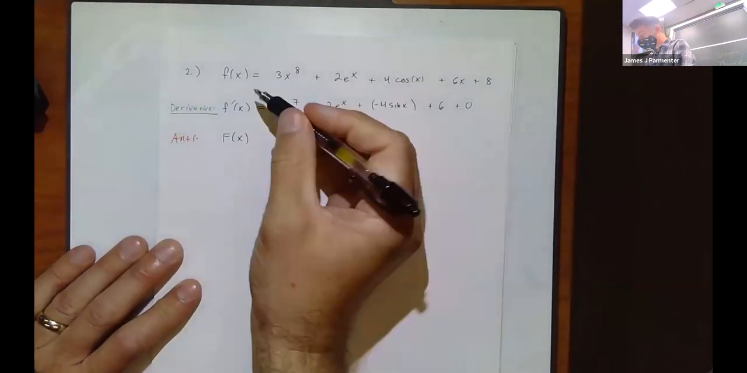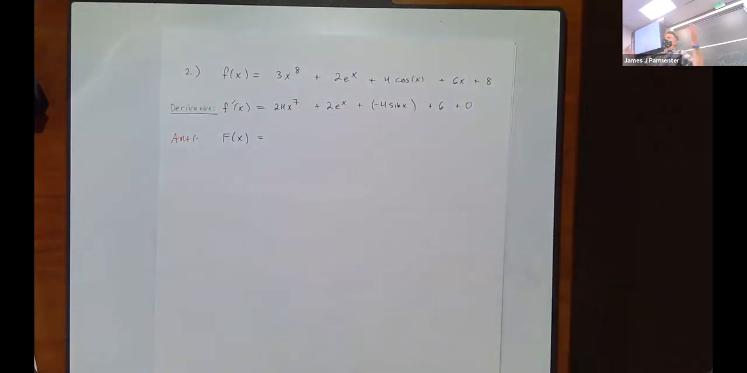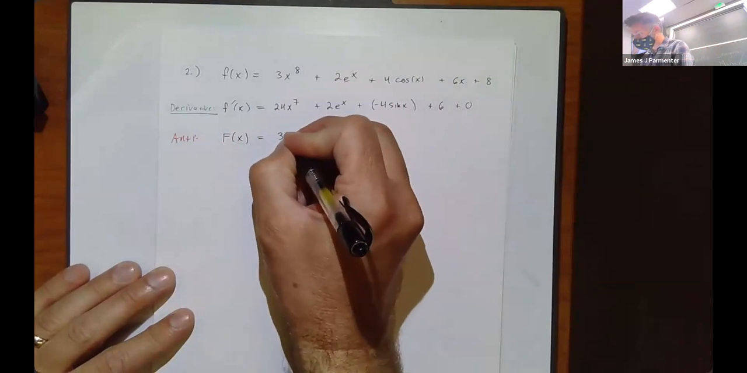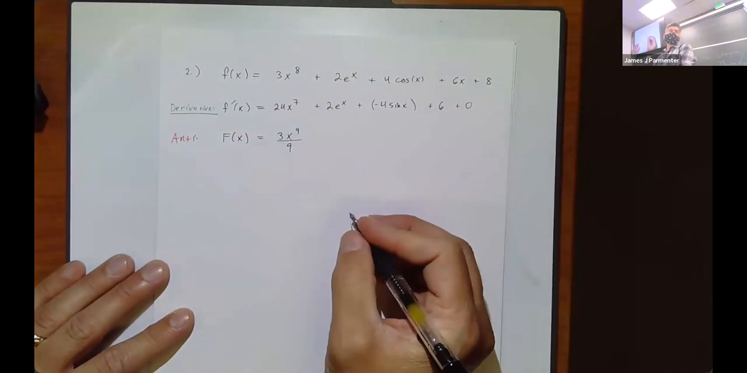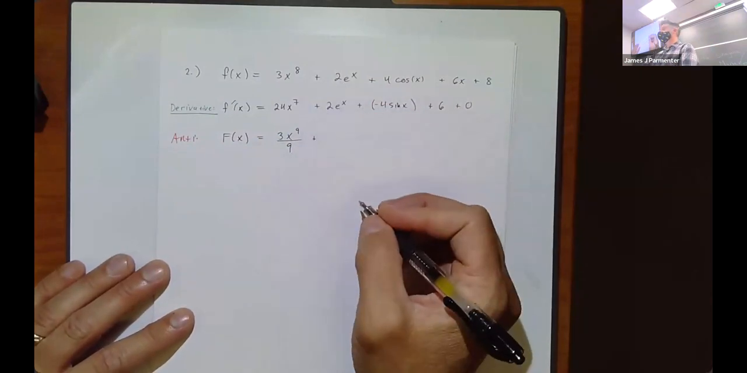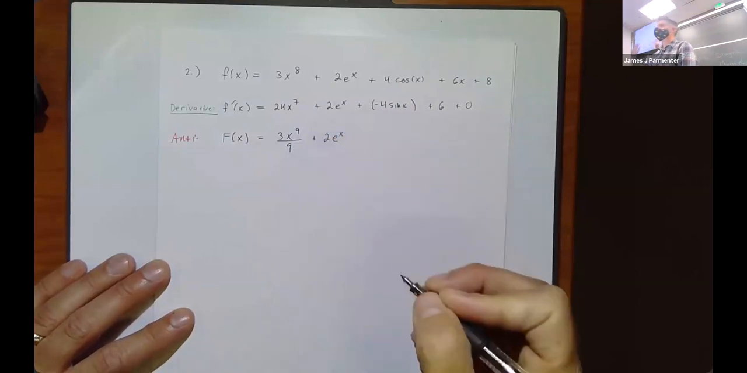So looking back at the original function, instead of multiplying by the power and subtracting one to get the new one, we were adding one to the power and then dividing by the new power. So we're going to get 3 times x to the 9th over 9 for any x to a power. But for e to the x, just like the derivative is 2 e to the x, the antiderivative is also 2 e to the x.